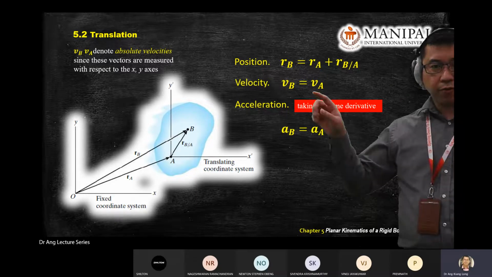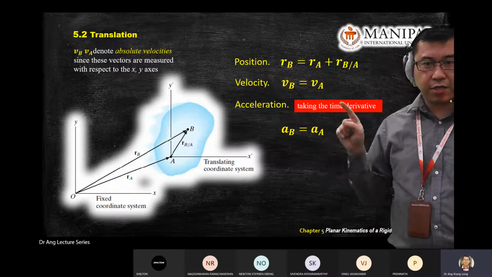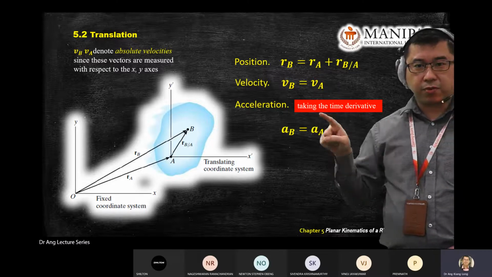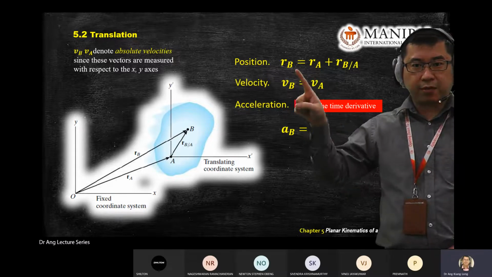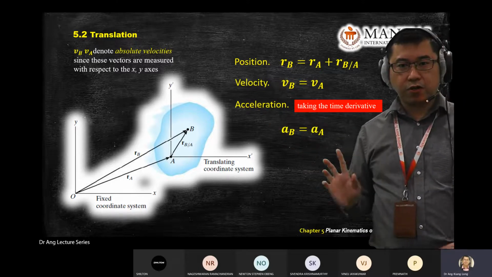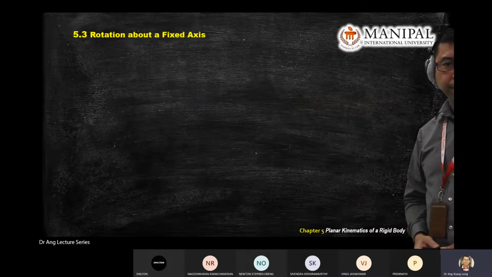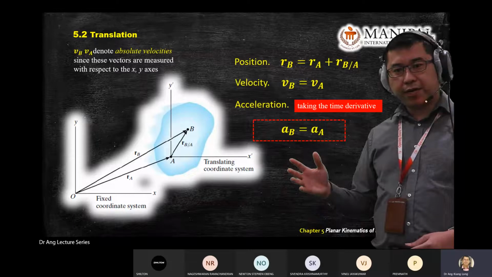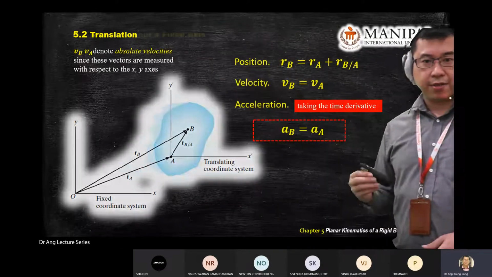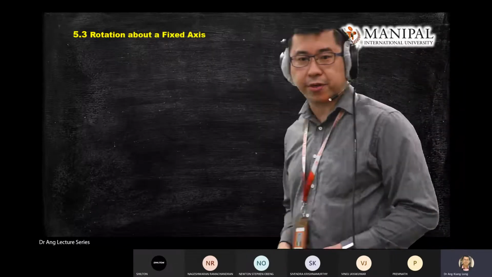Okay, so for translation, you arrive at this equation, and this equation. Okay, write this one in your tutorial. And now position, you should write this one, velocity, this one, acceleration, this one, for translation. Okay, we have completed explaining translation. Let's talk about rotation. After rotation, we have a short break.